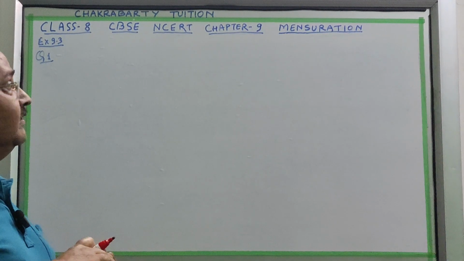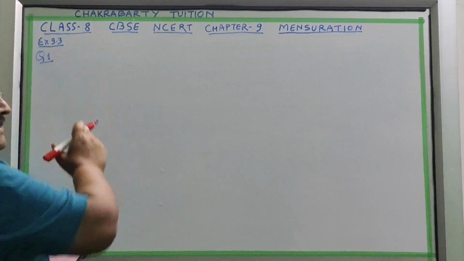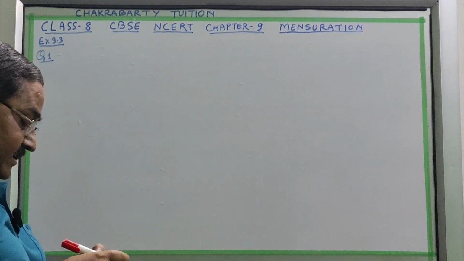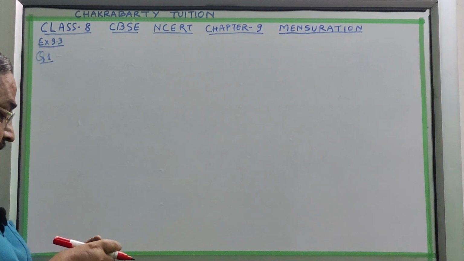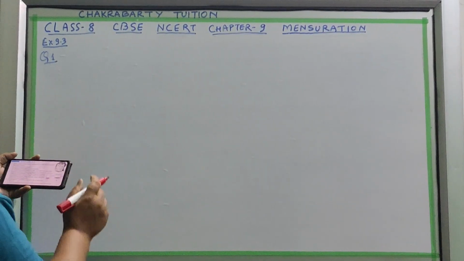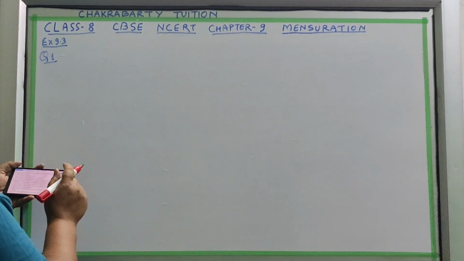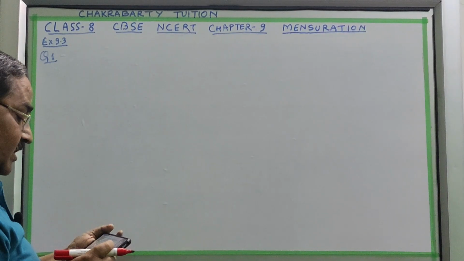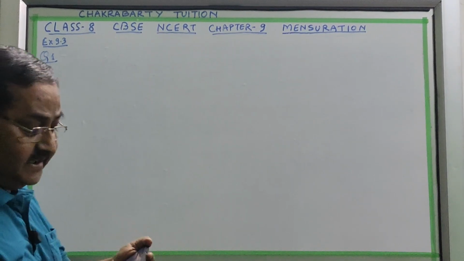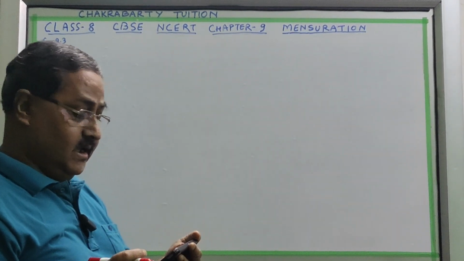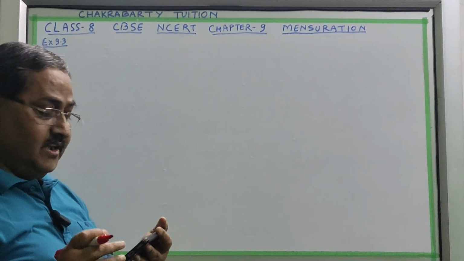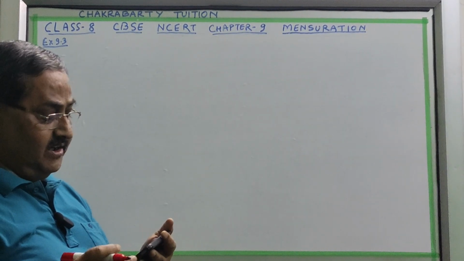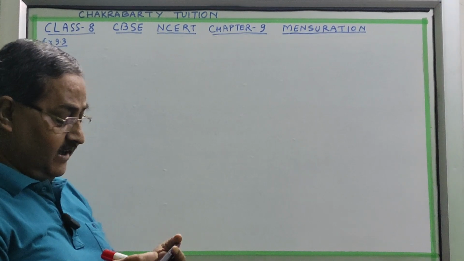So today we will start with exercise 9.3, question number 1. Question number 1 has 3 options. In which situation will you find surface area and in which situation volume? Means, when will you find the surface area and when will you find the volume?